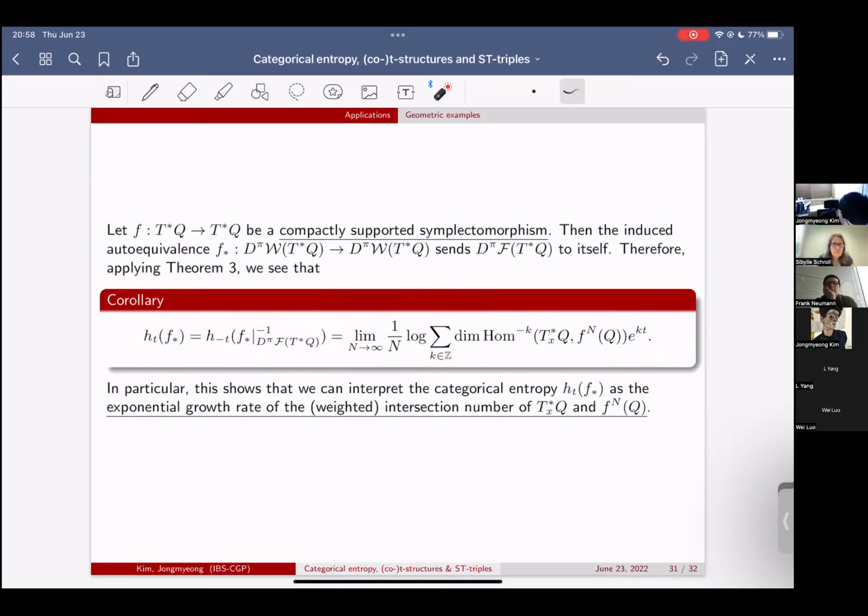So this says that because in the Fukaya category, the dimension of the morphism space can be considered as something like the intersection number of these submanifolds, we can interpret the categorical entropy of F star as the exponential growth rate of the intersection number of the cotangent fiber and the image of the zero section under F^n. So yes, time is up. Thank you.